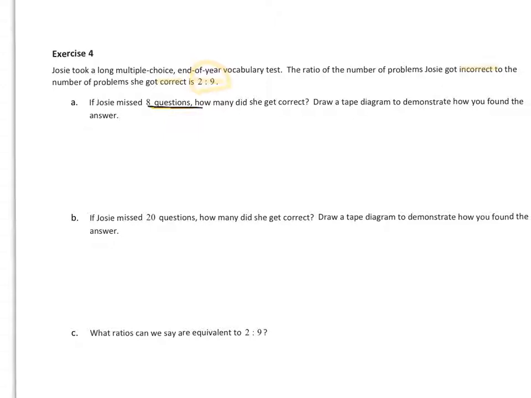So we're looking for how many she got correct, and this tells us how many she missed. So we're going to draw a tape diagram to illustrate how we found this. Well, let's start off by writing the original ratio. So I'm going to put I for incorrect, and I'm going to put C for correct. This is just going to be our labeling. How many did she get incorrect? Well, it's that 2 right there.